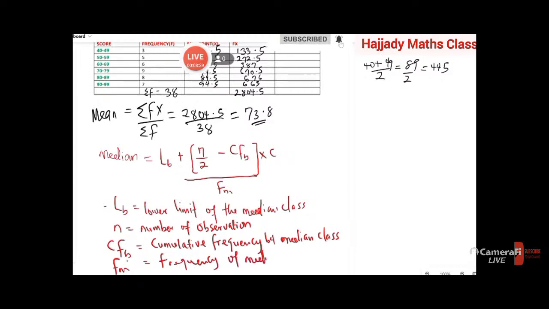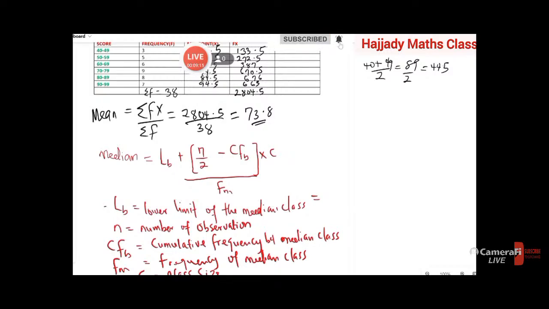So it's the frequency of our median class. And lastly, we have C, which is the class width, or let me say class size. Yeah, let's call this class size. Looking at this from here, we know that our lower limit, the first thing for us to determine is to determine our median class.